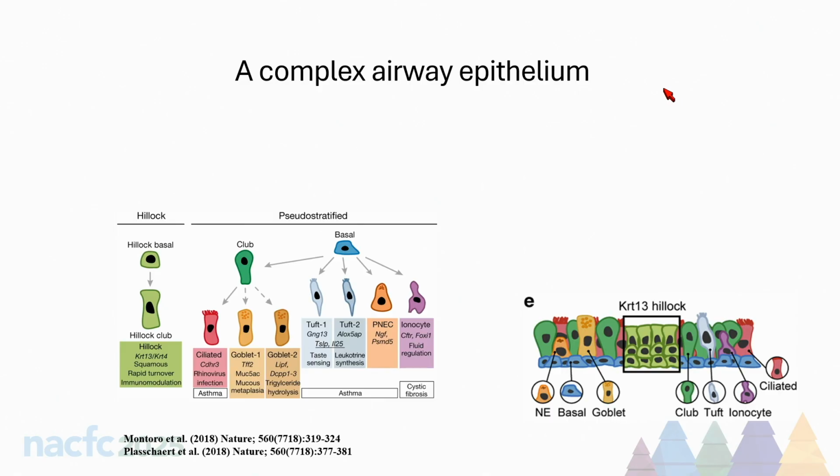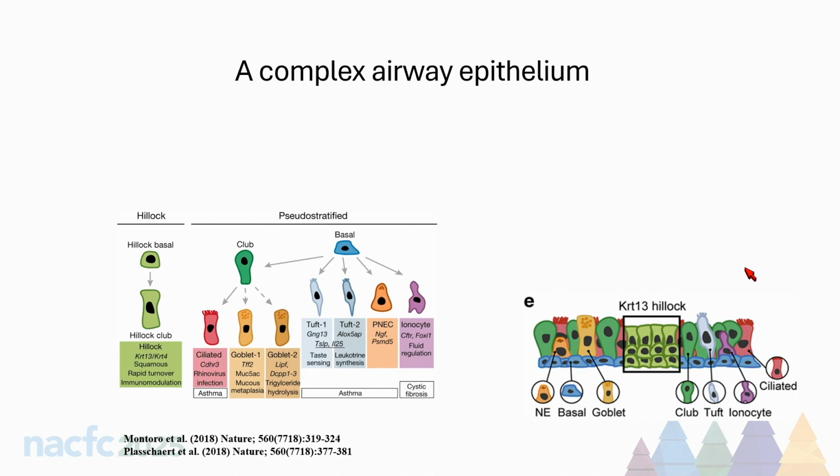What we all agree, I think, is that the airway epithelium is very complex. It has at least 11 different cell types, and we see them here in this Montoro figure. They organize into a sheet of pseudostratified epithelia, and all of these cells together work as a team to produce airway fluid that has to have the right osmotic concentration, the right concentration of antimicrobial compounds, the right type of mucins with the right viscosity.